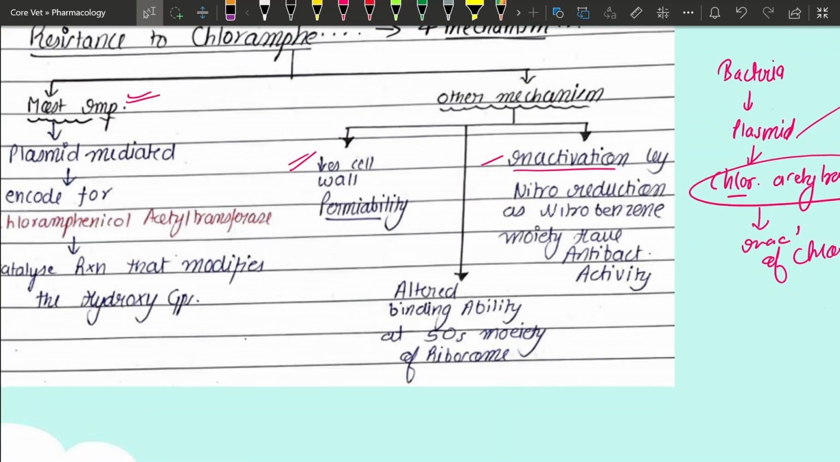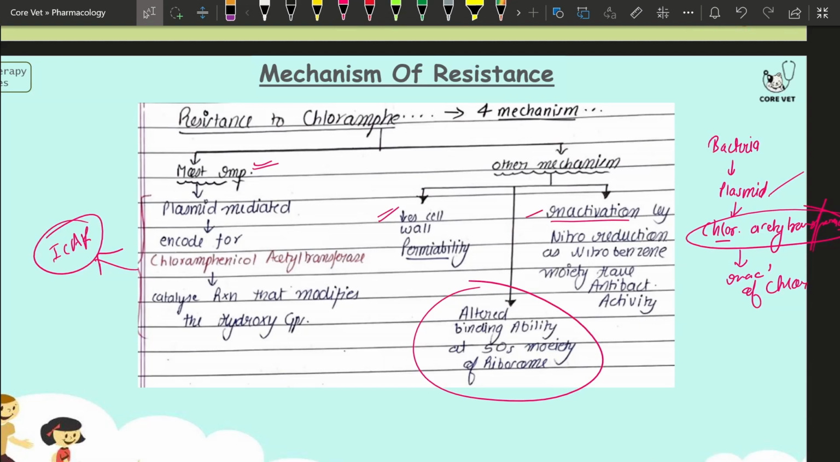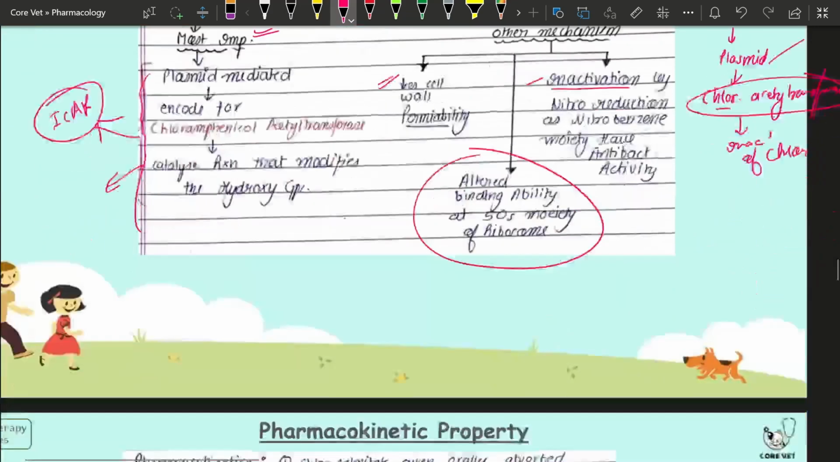And or there may be alteration in the 50S subunit itself. There may be alteration in the 50S ribosomal subunit, because the mode of action is due to the action on the 50S subunit, right? So there may be an alteration in the 50S subunit to create resistance against chloramphenicol. So these are all the mechanisms of resistance, out of which the plasmid mediated enzyme, which is synthesized by the plasmid, is quite important, please remember that.